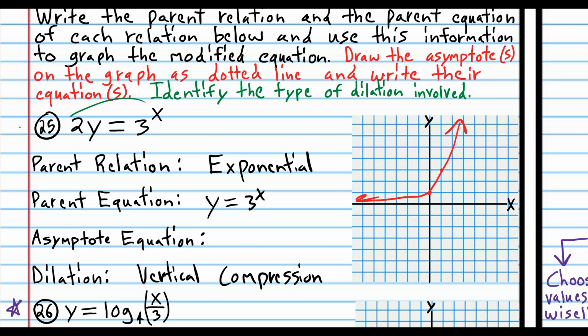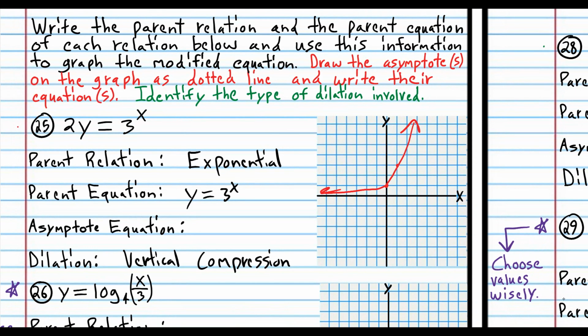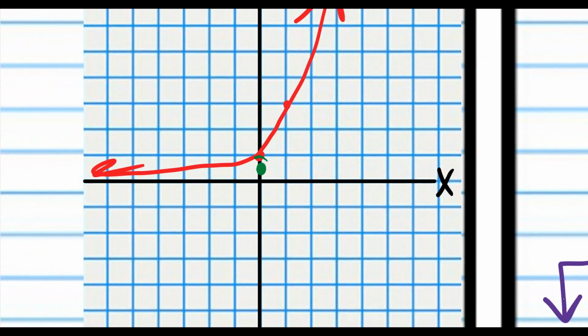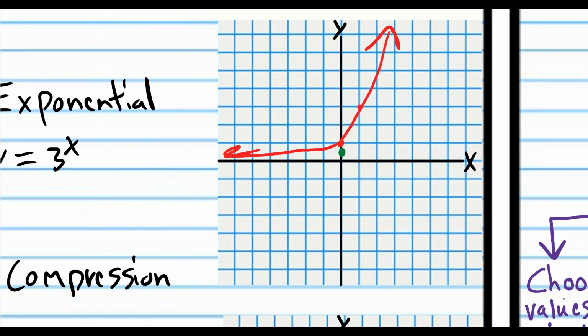And so what we can do is we can just plug in values. If you plug in 0 for x, 3 to the 0 power is 1. And then you're left with 2y is equal to 1. Divide both sides by 2, and we have y is equal to 1/2. So if you plug in 0, you get 1/2. So notice again, we're pushing the graph down, so that point is now half of what it was before.